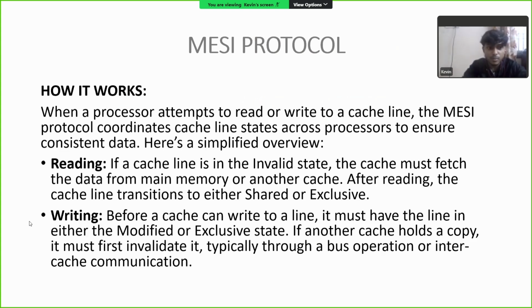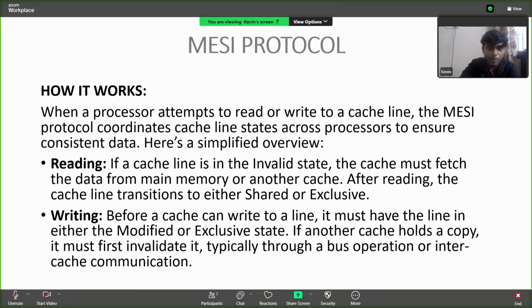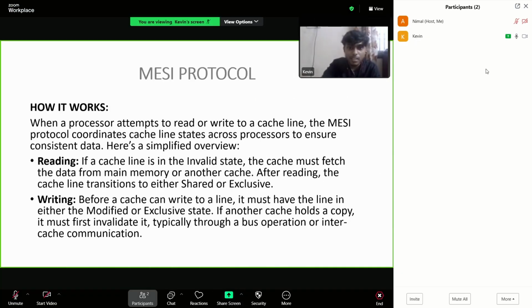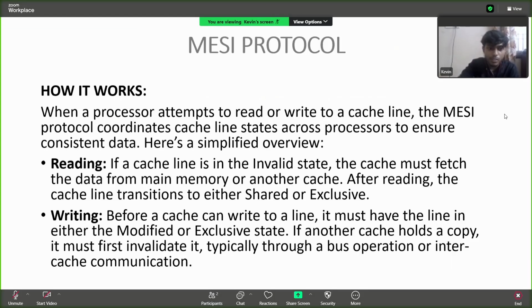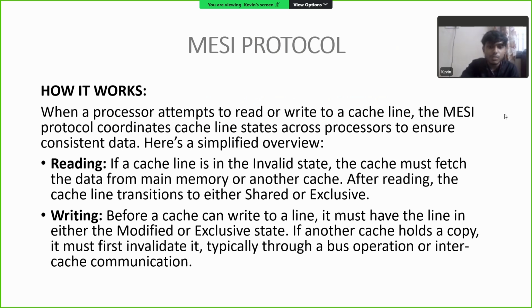So how does it work now? Basically, there are two operations: reading and writing. When reading, if the cache line is in the invalid state, the cache must fetch the data from the main memory or another cache. After reading, it must be set to either shared or exclusive. And while writing, we have to check if it's in a modified or exclusive state. If another cache holds a copy, it must first be invalidated so that the data will not be inconsistent.